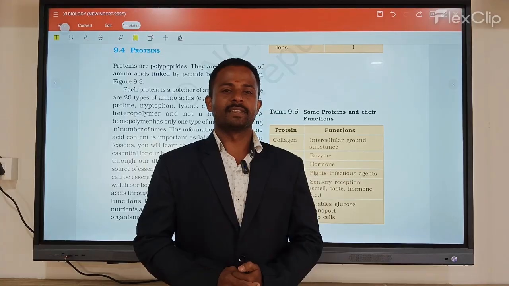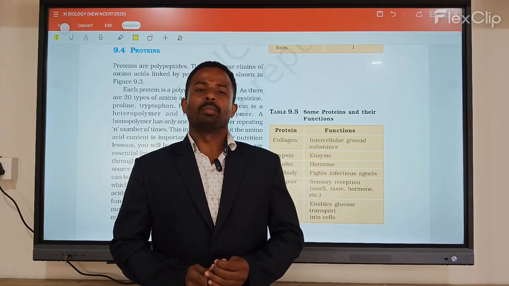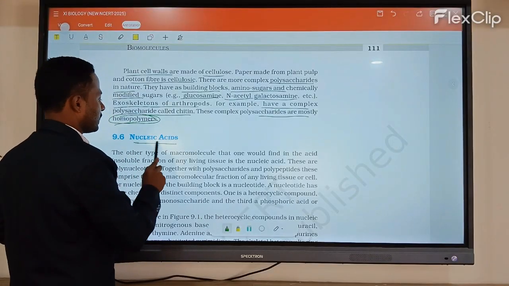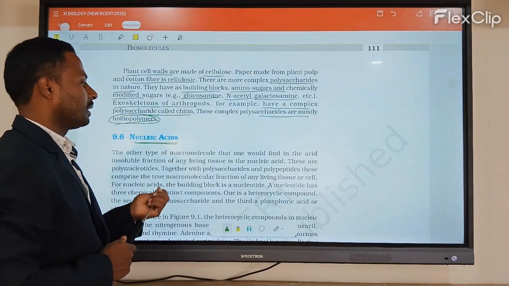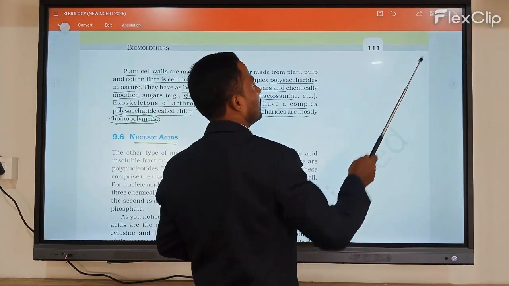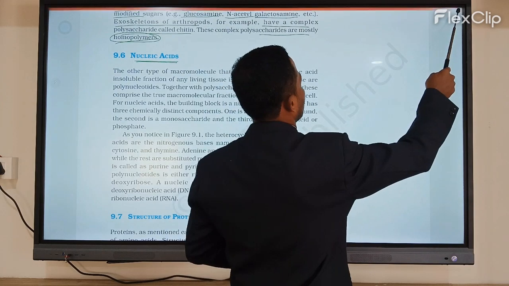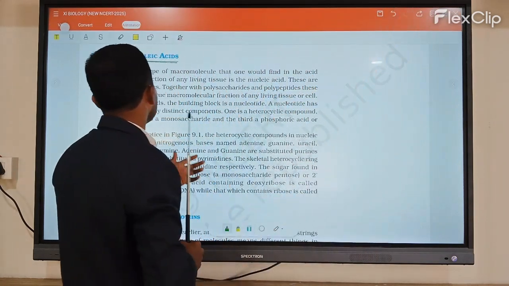For this section we will discuss class 11 biomolecules part 3, next, that is after nucleic acids. What are nucleic acids? Nucleic acids are nothing but DNA and RNA. DNA and RNA are called nucleic acids.